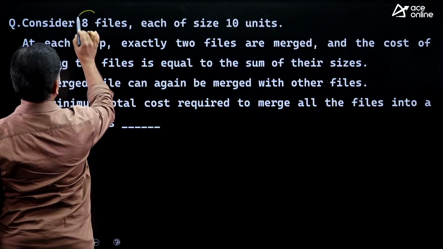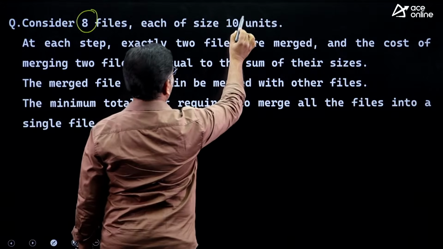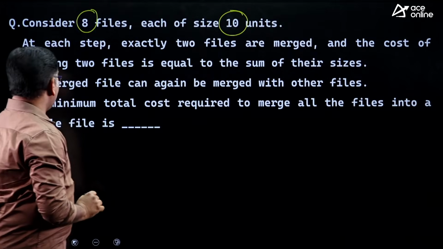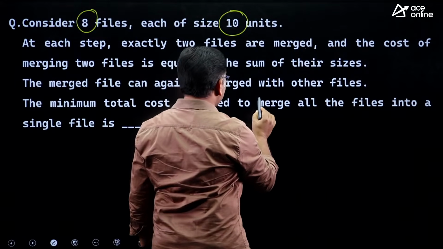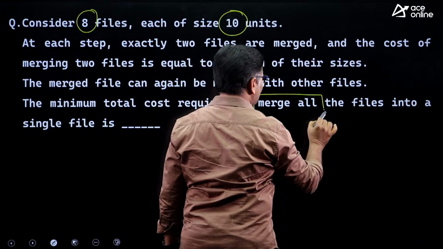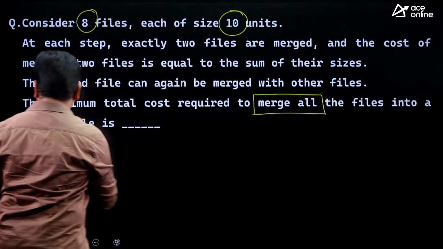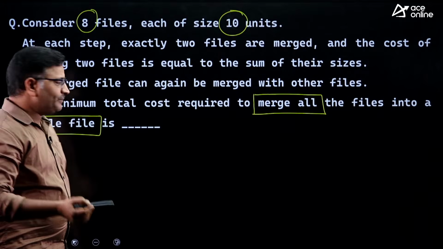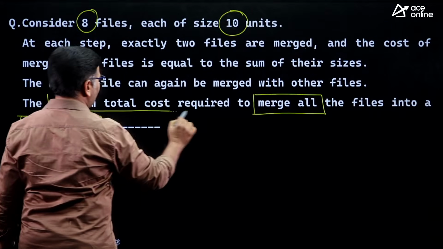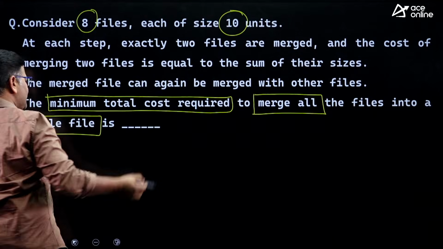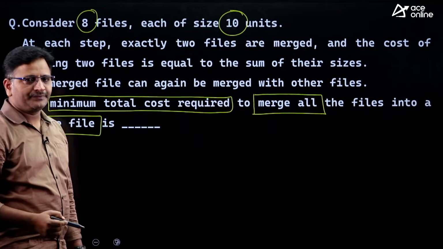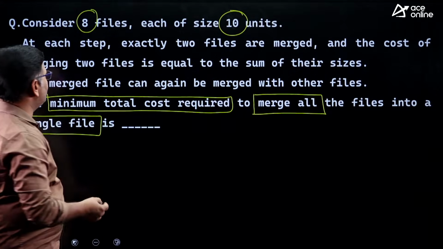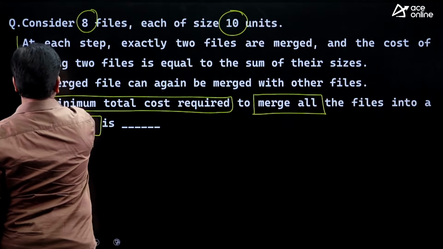There are 8 files available and each file contains 10 units. The algorithm we are using is called the optimum merge pattern algorithm, to merge all files into a single file. We have to merge all files into a single file with the objective of minimizing the total number of record movements, or we can say total cost. That is the objective. While minimizing the total cost, we need to follow the procedure they mentioned.